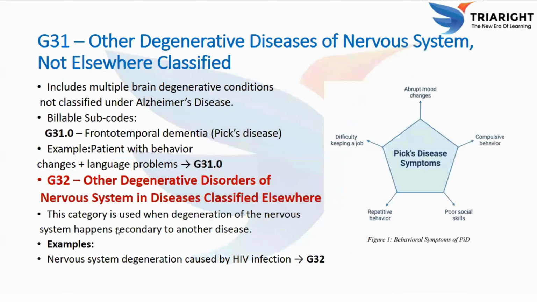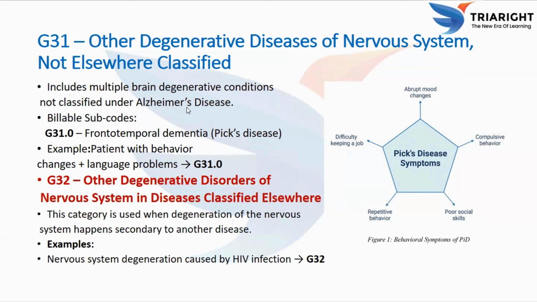And next coming to G31 code. So what is it? It's other degenerative diseases of the nervous system, not elsewhere classified. So what does G31 code mean? This code is used for the brain degenerative diseases that are not Alzheimer's, and they don't even fit into the other specific categories, right? So those types of diseases are classified under G31.